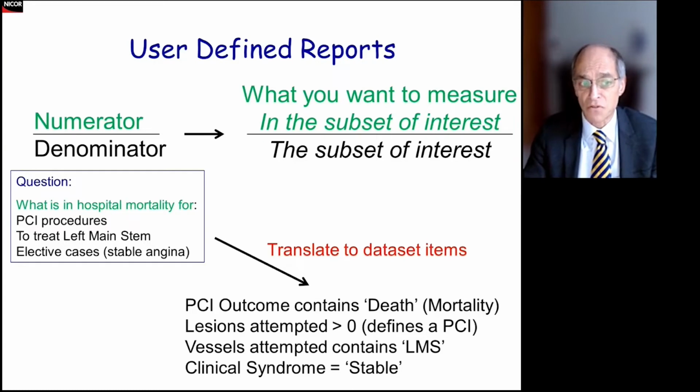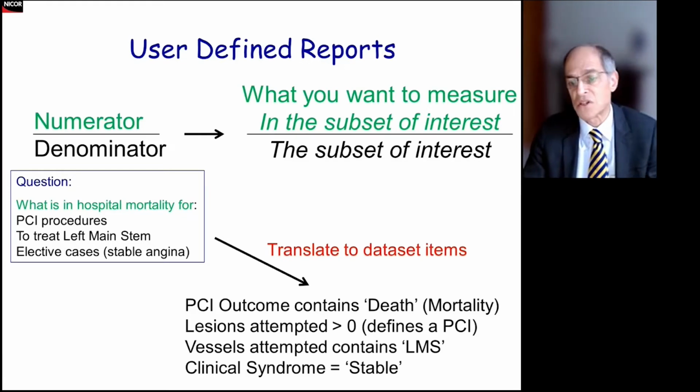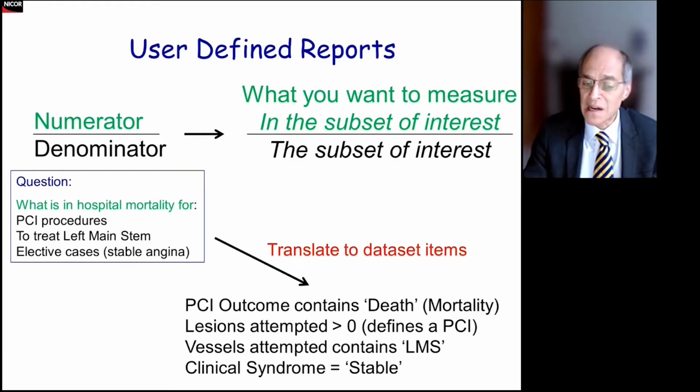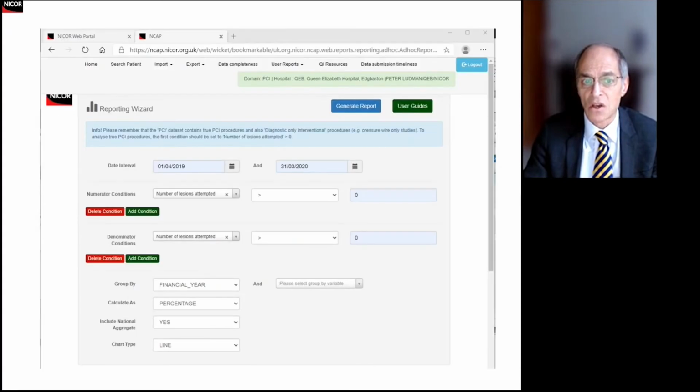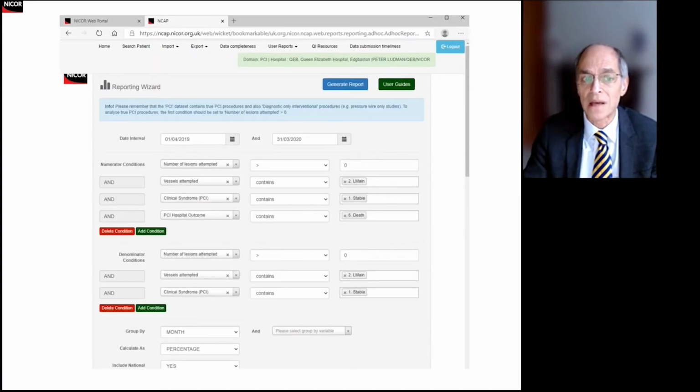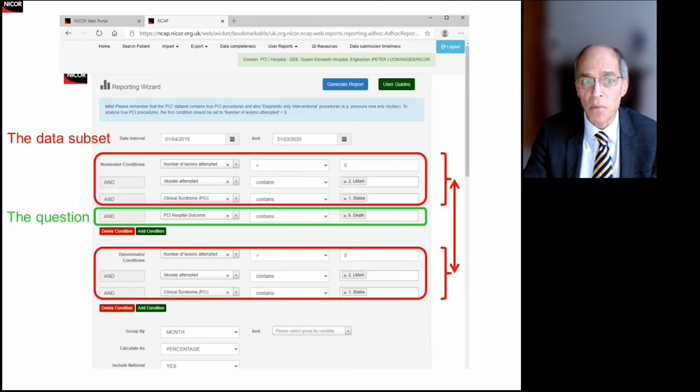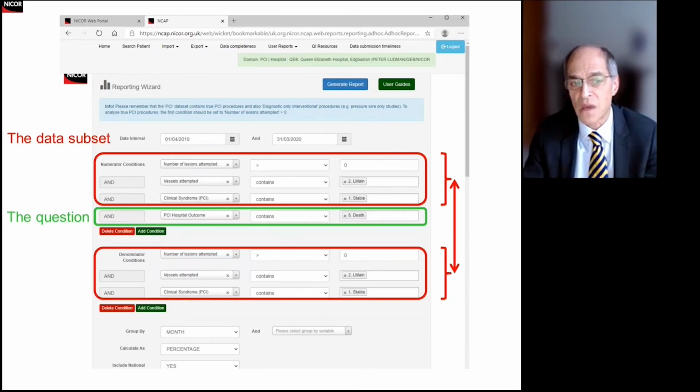And then you need to define a PCI, so you need to look at lesions attempted more than naught. You need to define the correct vessels, so you need to go to the vessels attempted field, it needs to contain left main stem. And you need to look at the clinical syndrome field and make sure it says stable. And if you program those things in, as shown here, you will end up with, on the top, the question, which is in green, the PCI hospital outcome contains death, and then both on the top and the bottom, the subset of patients that you want to look at.